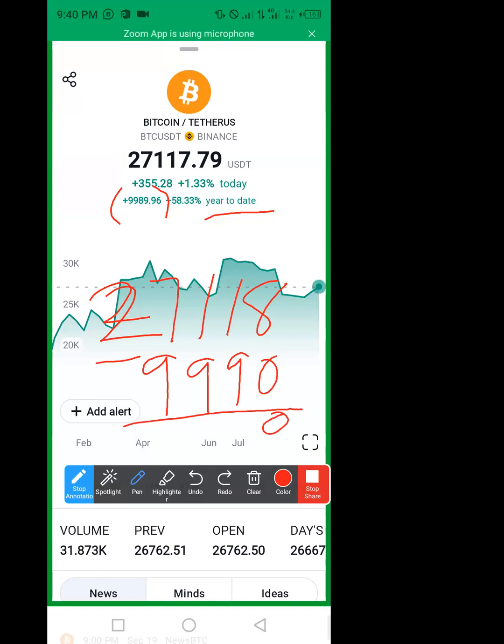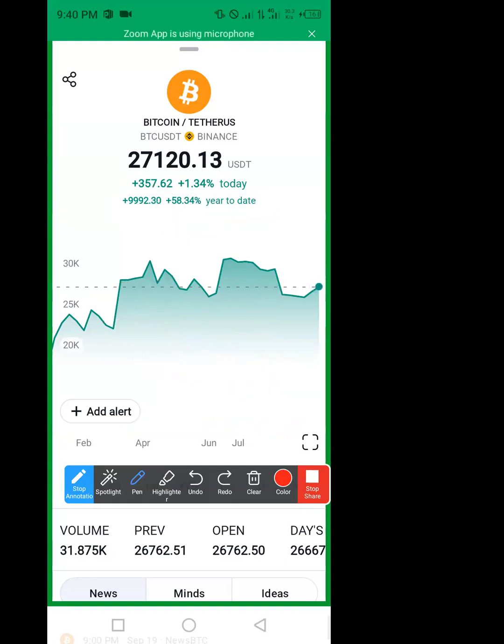And when we put it in percentage, the Bitcoin has risen by 58.33% from when the year started to date. Okay, so always when you come to this page and you see these things, don't just look at them, just know what they mean.